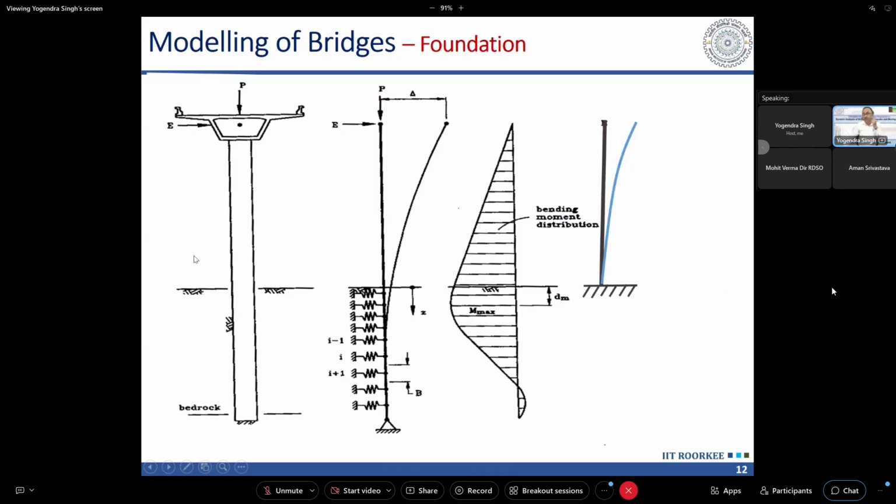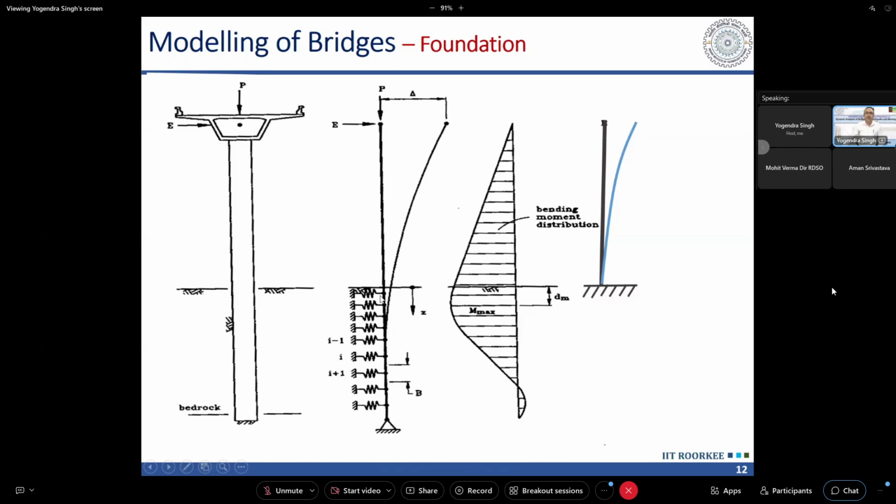Then when we are modeling the soil surrounding the foundations, in some cases when the foundation deformation is large or significant, it becomes important that we model the foundation also. So foundation, as I said, can be either modeled using continuum or it can be modeled using springs. For example, here what is shown is a single monopile structure with pier connected to the monopile.